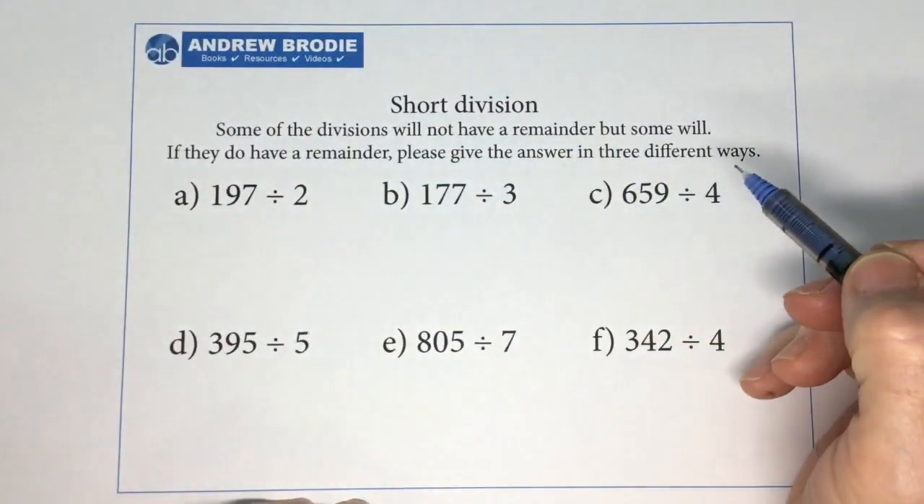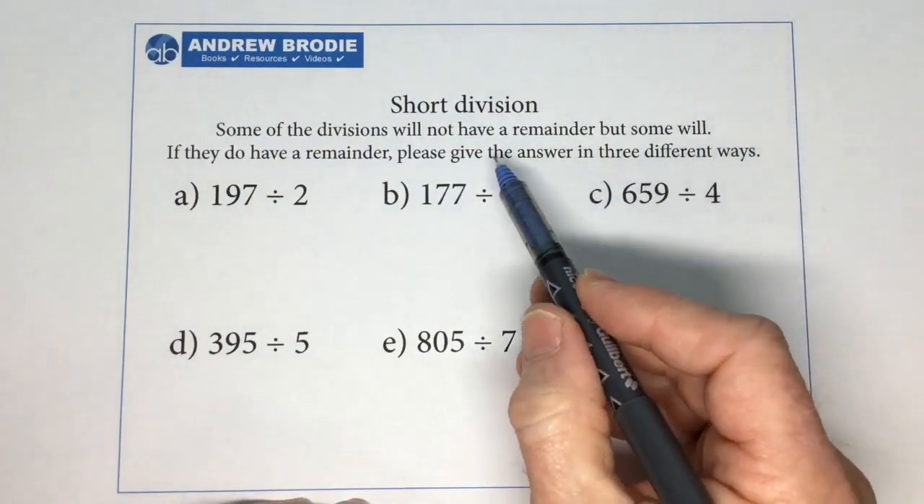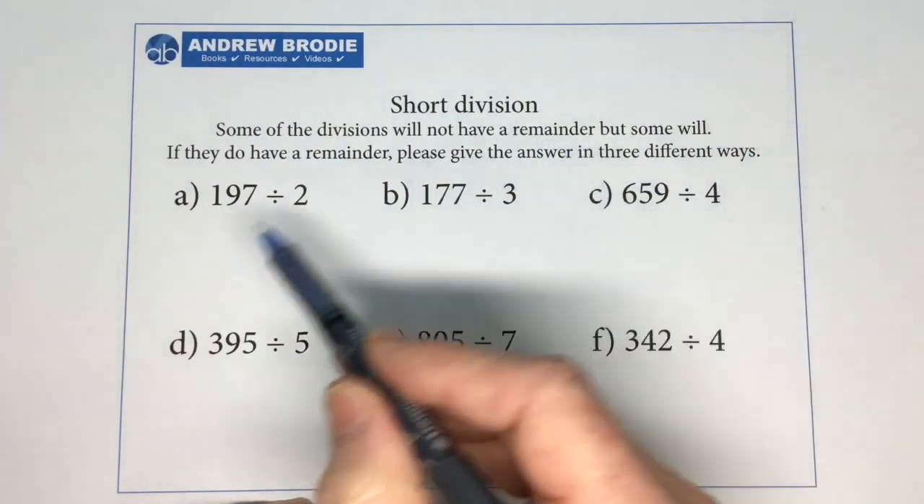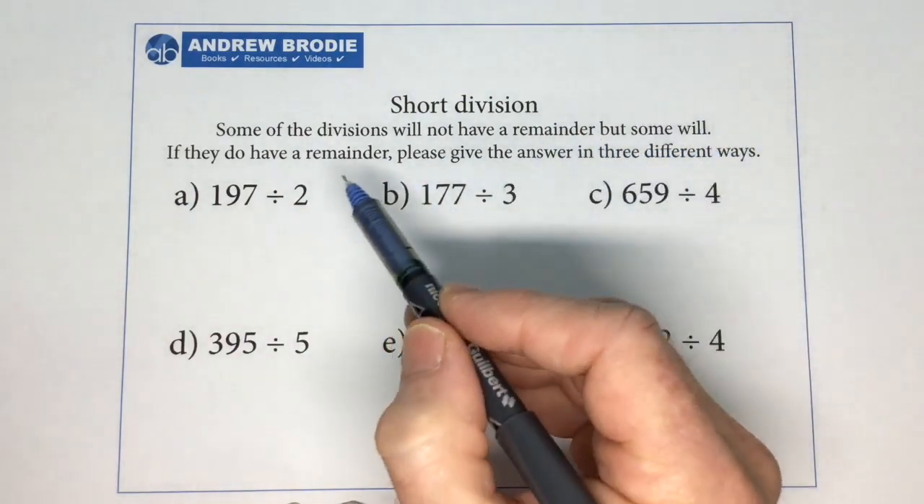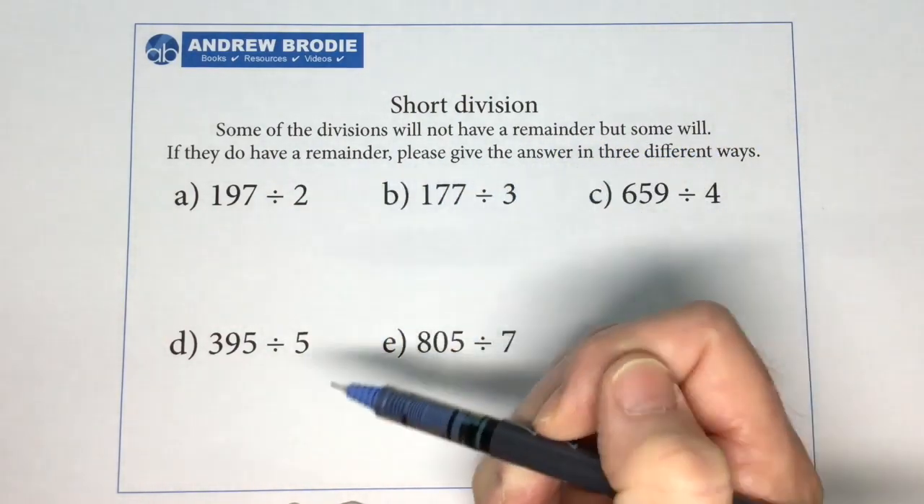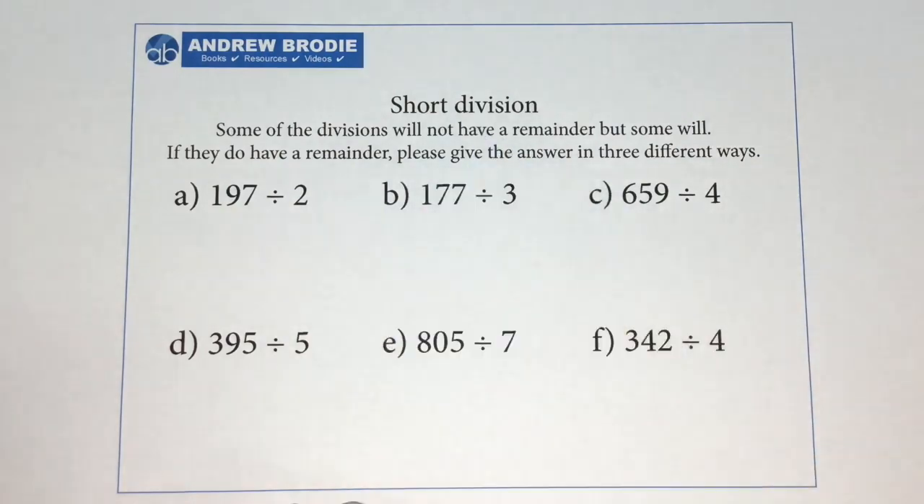And here's some for you to try. Some of the divisions will not have a remainder, but some of them will. If they haven't got a remainder, you just show the answer. If they do have a remainder, please give the answer in 3 different ways: with a remainder, as a fraction, or as a decimal.